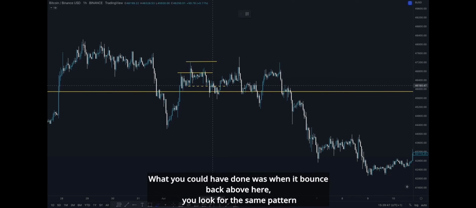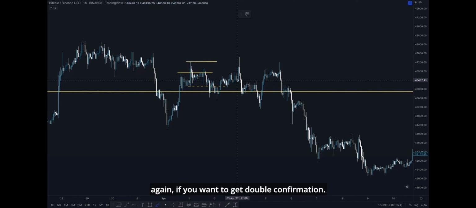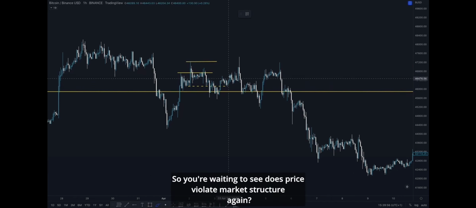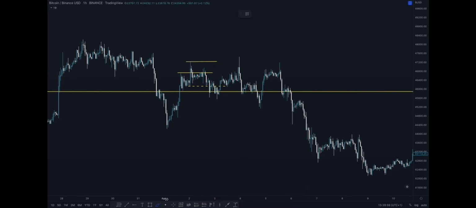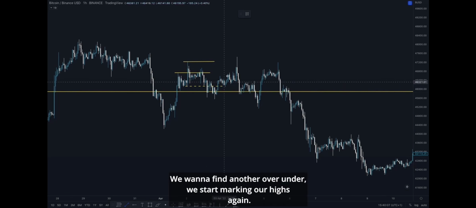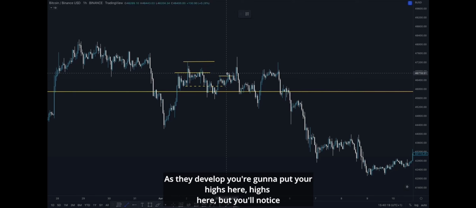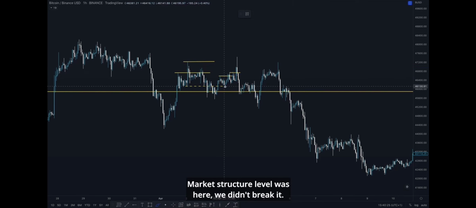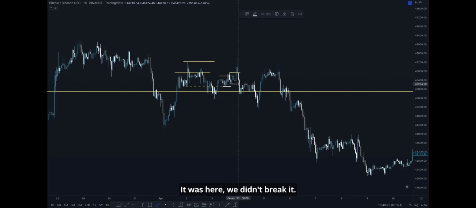What you could have done was when it bounced back above here, you look for the same pattern again if you want to get double confirmation. So you're waiting to see, does price violate market structure again? So on the 60-minute, you begin to draw your levels again. So we're now back above this line, we're retesting. We want to find another over-under. We start marking our highs again. As they develop, maybe the highs here, but you'll notice that we don't break any market structure. Market structure level was here, we didn't break it. It was here, we didn't break it. It was here, we didn't break it, until we had a big run above and then it broke.